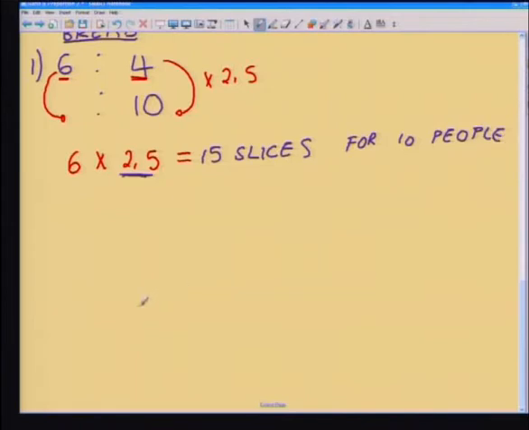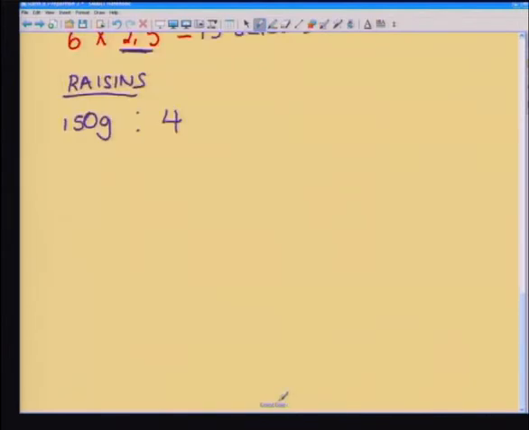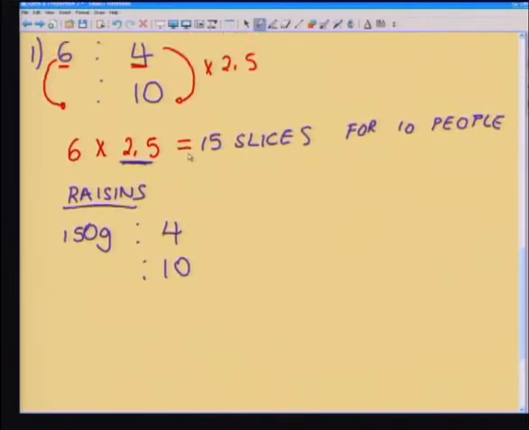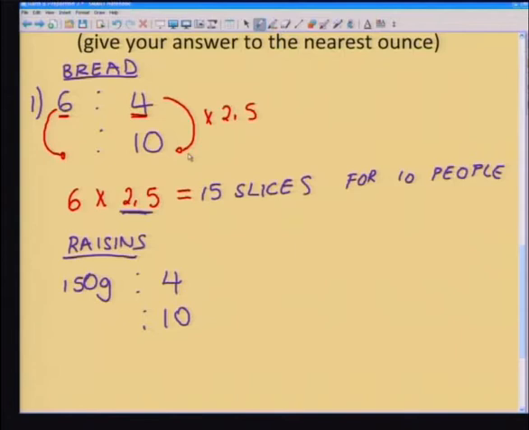Okay, that was the bread. The next thing they gave us was the raisins. They said we needed 150 grams of raisins if we were going to make this recipe for 4 people. So again, I've set it up as a ratio. I've said, well, 150 grams is to 4 people. Exactly the way we treated the bread, we're going to do the same thing with the raisins. I need to go from 4 to 10 people. So what do we times by? It's the same factor throughout. To get from 4 to 10, I had to times by 2,5.